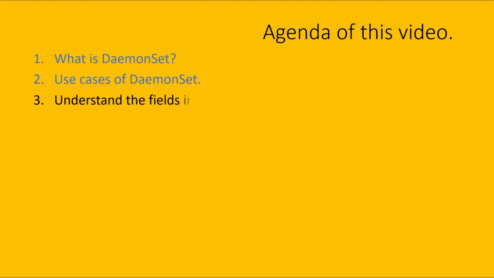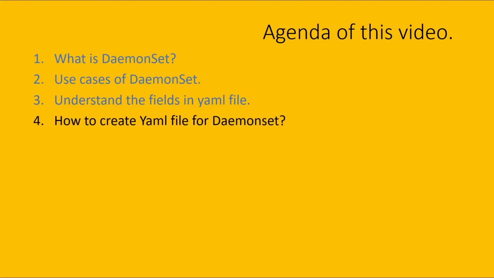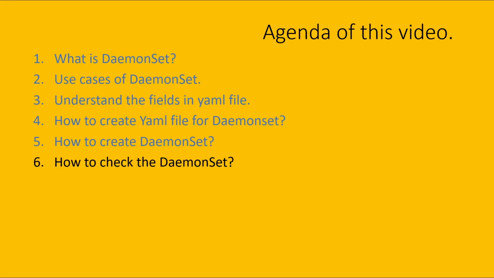Next would be understand the fields in YAML file. What extra options we need to add or remove it. Next, how to create YAML file for DaemonSet from YAML or command line. Afterward, how to create DaemonSet. After creating the DaemonSet, we will investigate the options how we can check DaemonSet.